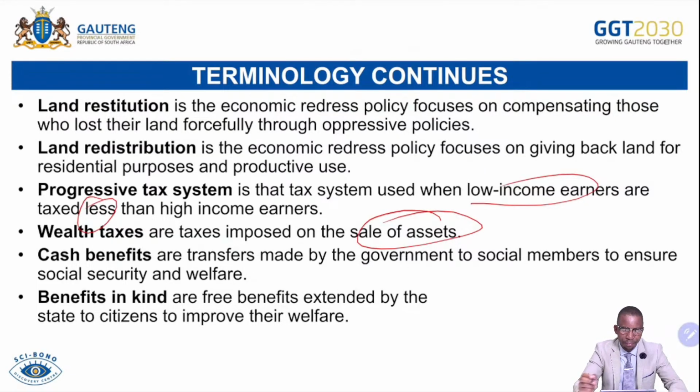Cash benefits are transfers made by the government to society's members to ensure social security and welfare, like social transfers, which include social grants. Benefits in kind, or benefits in natura, if you like, are free benefits extended by the state to citizens to improve their welfare. Those are benefits in kind or benefits in natura.